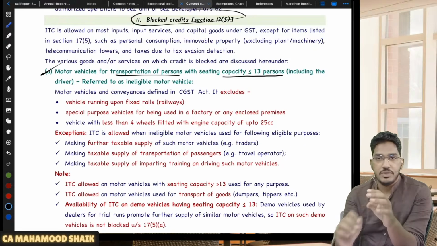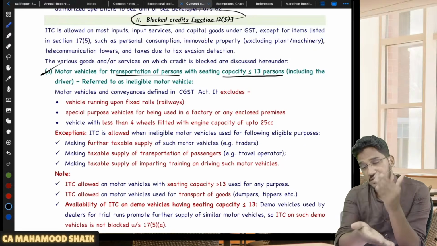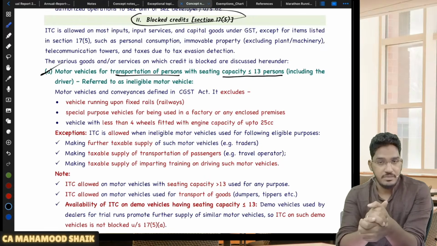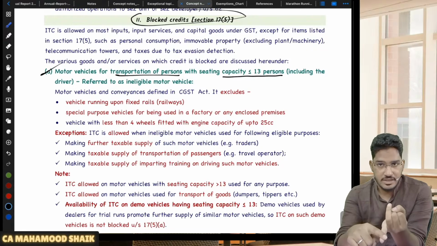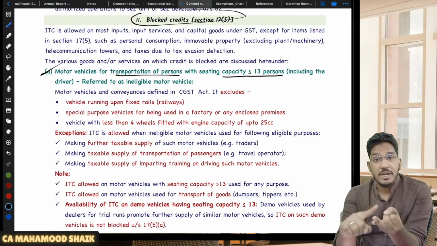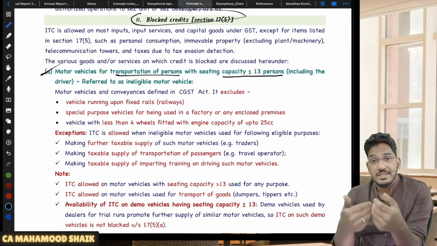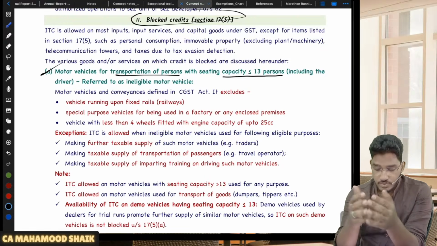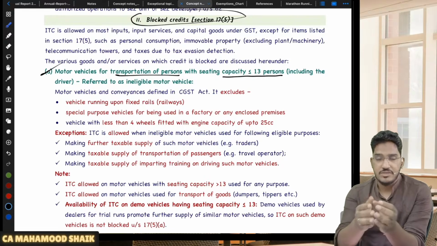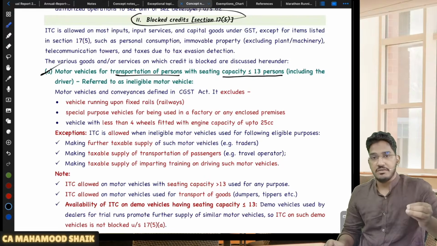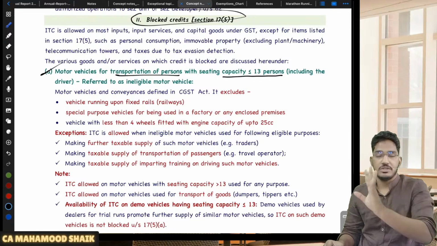If you are a registered person purchasing a motor vehicle which is designed to carry passengers and has a seating capacity of less than or equal to 13, then ITC will be blocked. Which means if you are purchasing a motor vehicle designed to carry goods, there is no ITC restriction, you can avail ITC. If you are buying a motor vehicle designed to carry passengers but with a seating capacity of more than 13, then also you will be able to enjoy the ITC. So the restriction is there only when the motor vehicle is designed for transportation of persons with a seating capacity of less than or equal to 13.